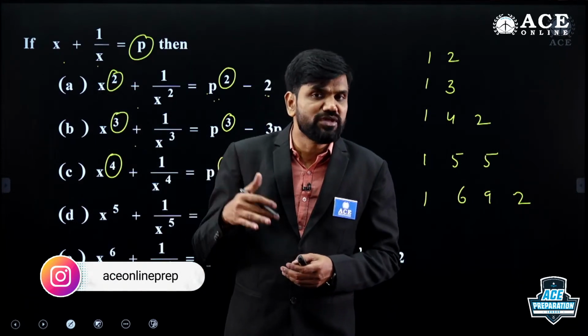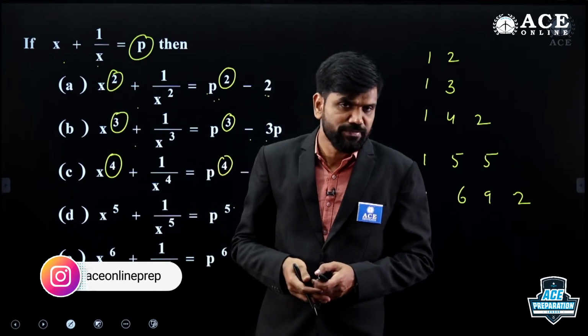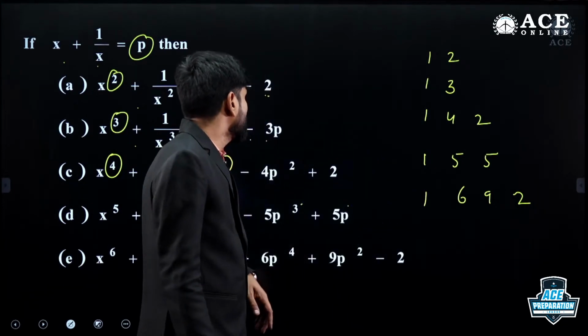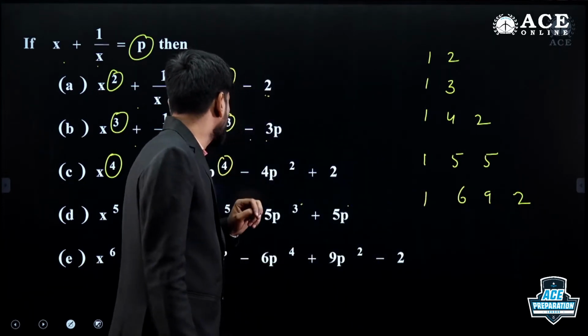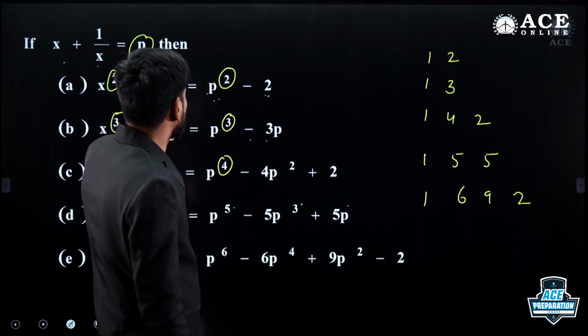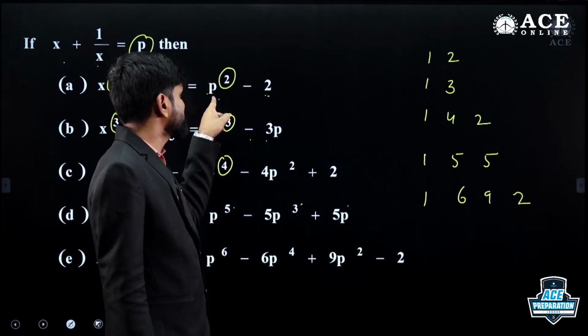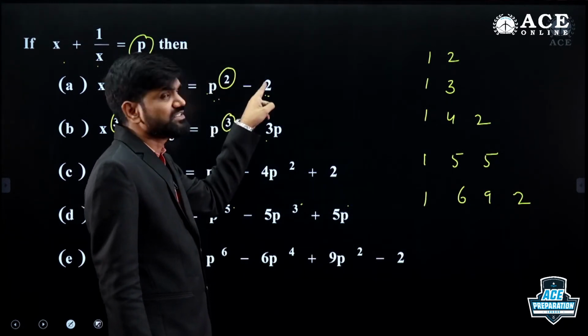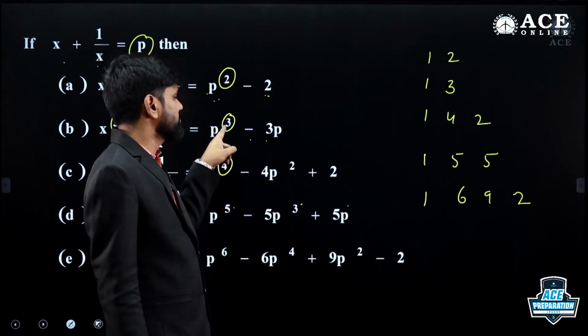Then you have to apply the formula accordingly. I'll show you that in the next list. Right? So here, the two observations you have to have are what? If I am going for x square plus 1 by x square, the power of p will start with 2 and keep on decreasing by 2 every time. So here it is starting with 3.